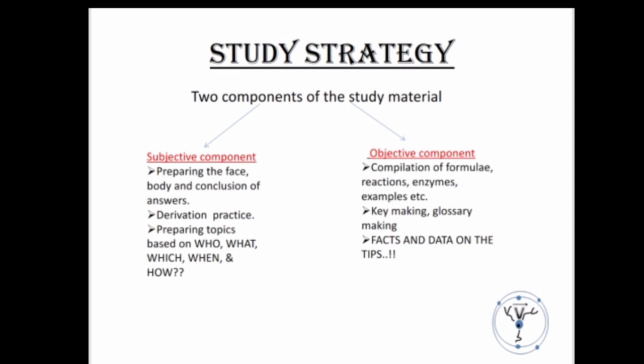While on the other hand, the objective component comprises a collection of formulae, reactions, enzymes, etc. It comprises table making and glossary making of all the important facts and data. These facts and data have to be on your tips. When these objective components are added to the subjective components, they provide completeness to the answers. It provides a totality to the answers.